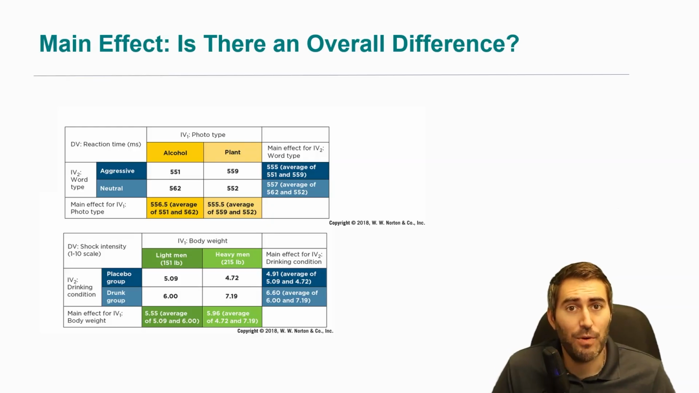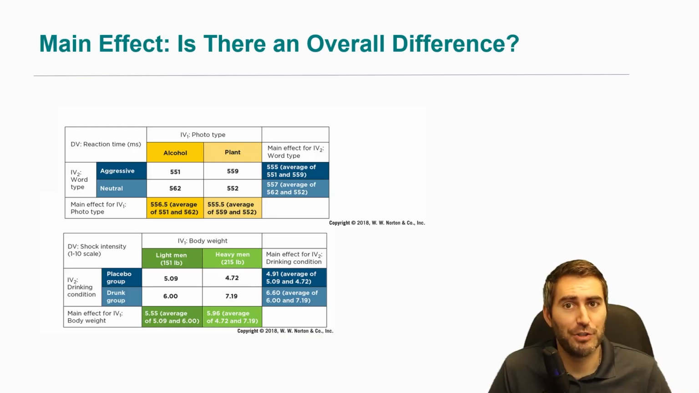Main effects may or may not be statistically significant. Although researchers use marginal means to look for main effects, they use statistics to find out if the differences are statistically significant. The bottom table is from a study on aggression in drunk and sober men, and the marginal means revealed a statistically significant main effect for drinking condition. In this case, men in the drunk condition were more aggressive than men in the placebo condition, and a statistically significant main effect for body weight. Here, heavy men were more aggressive than light men.